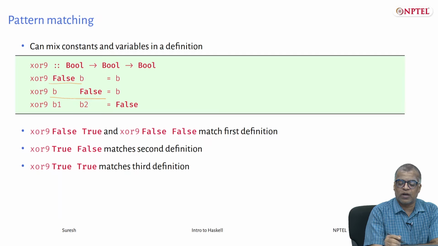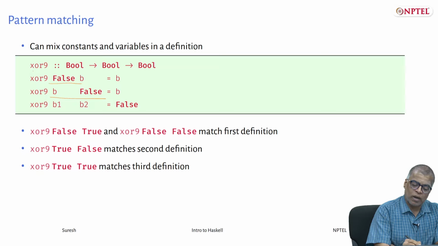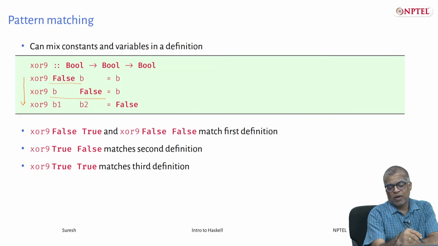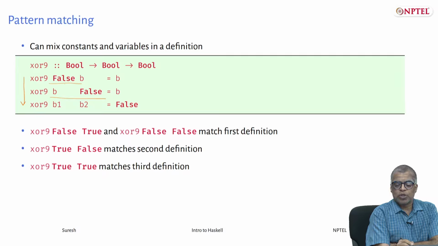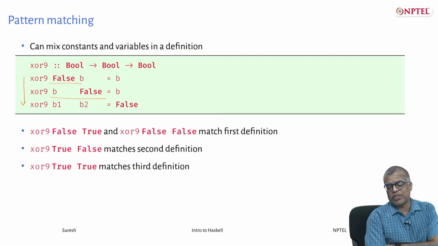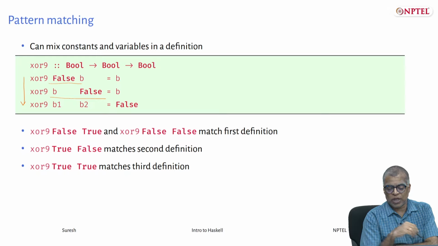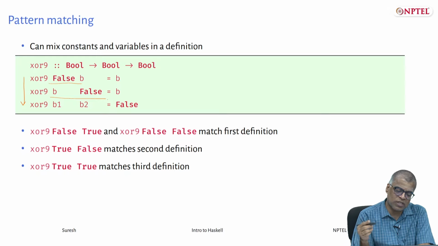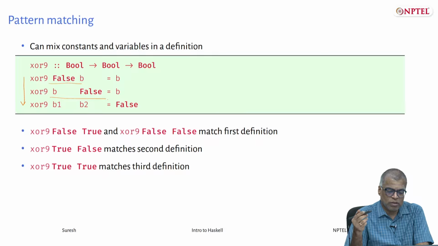matches first will fire. The Haskell engine will try to go through it in the order of the definitions. So, when you invoke it with XOR 9 false false, it's only the first definition that will fire, not the second one. Even though in this case it doesn't matter, because in both cases it will return the value false.